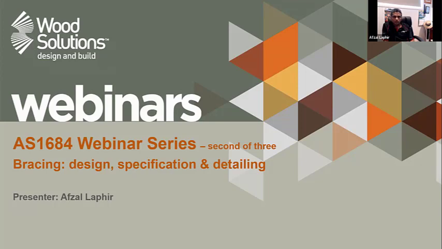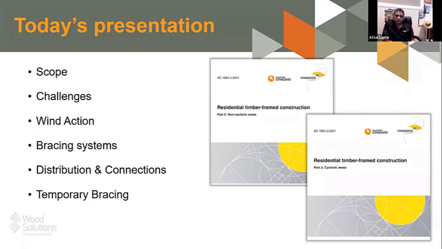The topics that we cover today will be basically to understand the boundaries and geometric limits of AS1684, and also to explore the bracing challenges in a modern house. And then we'll look at the wind classifications and the loading on structures, and also to understand the load path. I'll probably focus a bit on the load path because the crux of the bracing system depends on the load path and the components within that.